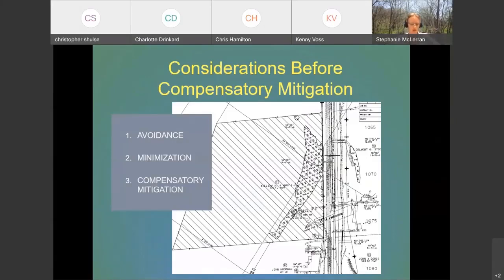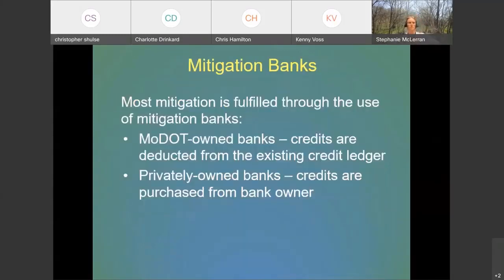Another example of avoidance and minimization would be the addition of 2-foot shoulders instead of 10-foot shoulders in order to minimize or avoid wetland impacts. Nowadays, most mitigation is fulfilled through the use of mitigation banks. MoDOT actually has some banks that were developed by MoDOT and are owned by MoDOT. And those banks have a credit ledger, and when a project takes place in the watershed with that bank, we can just deduct credits from that ledger and our mitigation is good.